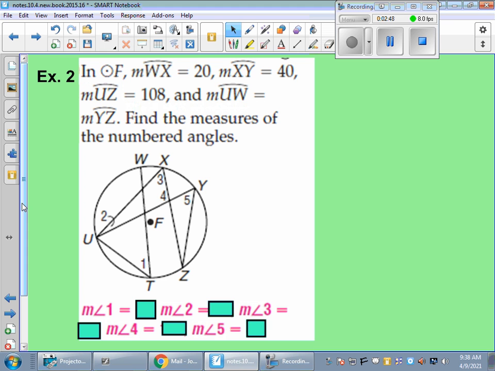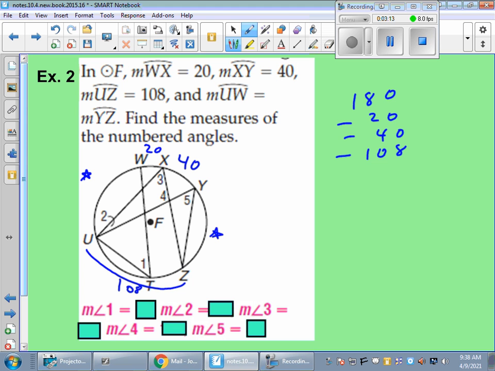Okay, now we start to fill some things in. Let's go from here and see how we do. So WX, that arc is 20. XY, this is 40. UZ is down here. That is 108. And then the other two, this and this, are equal. So I'm going to go 180 minus 20 minus 40 minus 108. And that is going to give us a total of 192. Two parts are equal, so you divide that by 2, and you find that you get 96. So the stars are 96.